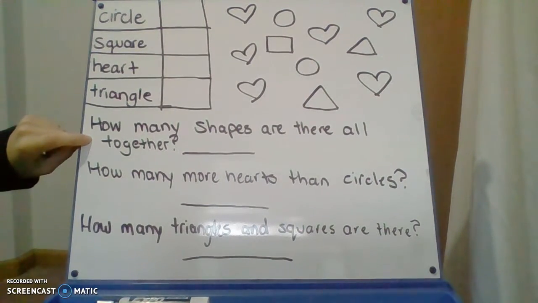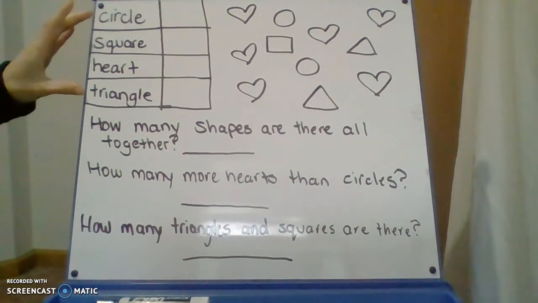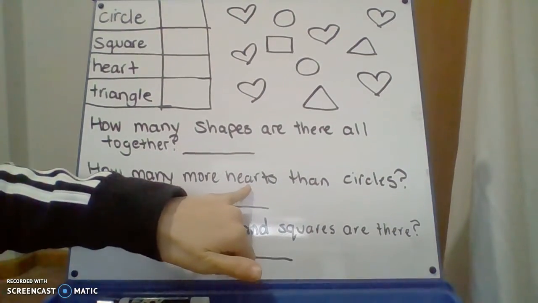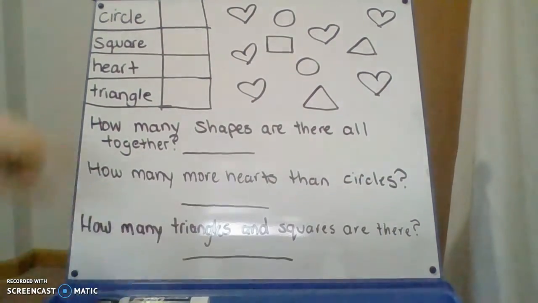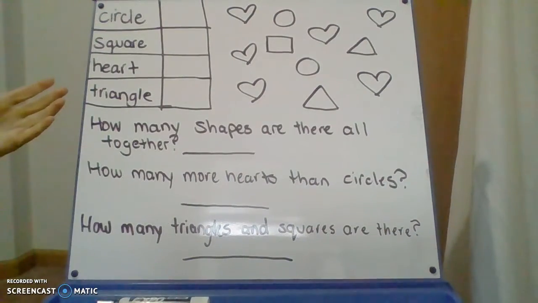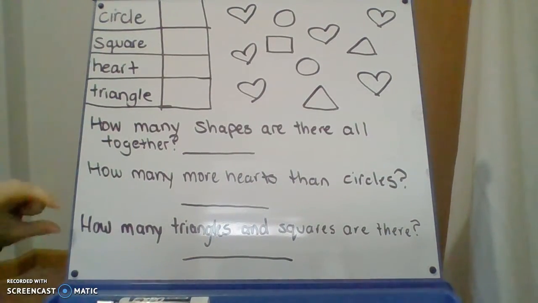How many shapes are there all together? So you would figure that out. How many hearts? This one's talking about hearts. How many more hearts and circles? Hearts and circles. So you should be looking in your chart, putting those numbers above, and figuring out what you're going to do. Addition or subtraction. Okay, those strategies are really going to help you be successful, so please make sure you're using them. Solve this.